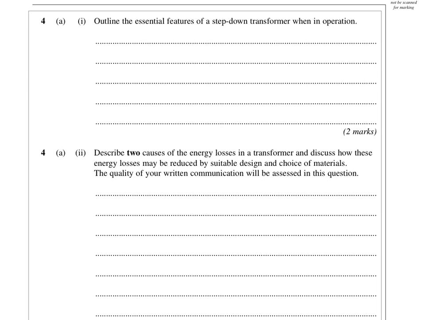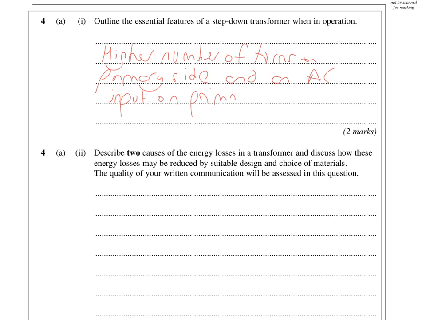Okay, outlining the essential features of a step-down transformer when in operation. So we're going to need a higher number of turns on the primary side because you want it to step down, and an alternating current or AC input on the primary side. Transformers don't work with DC, so higher turns on the primary, and we need an AC input.